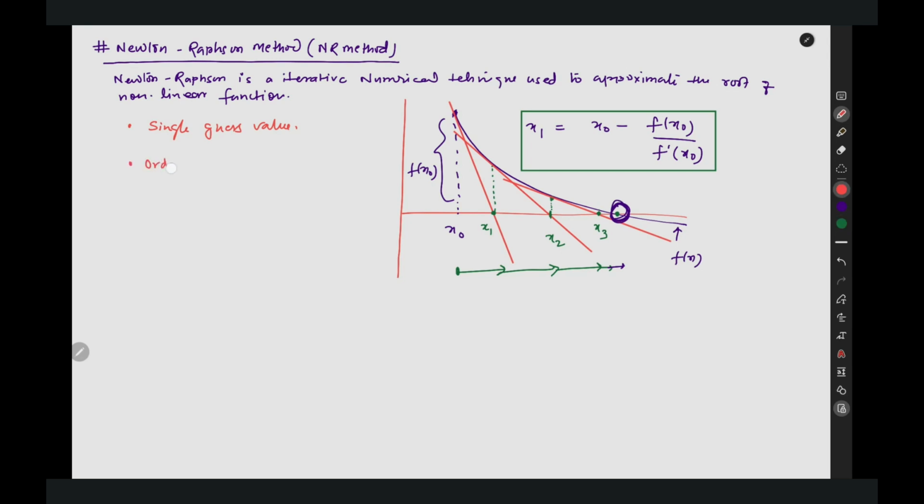This method has some implications. Let's discuss that. The order of convergence is 2. So this is also called quadratic convergence rate. There are a few cases where this method fails. Now we will see all 4 cases.